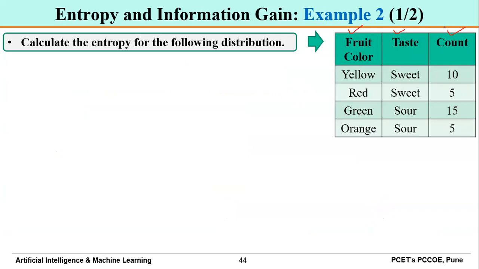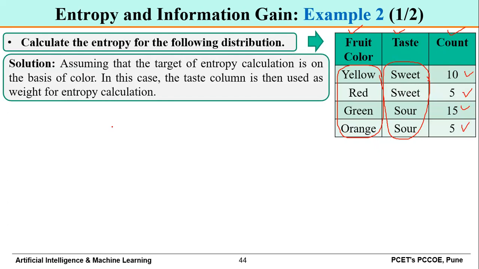So here a total of three parameters are there, and in fruit color there are four features: yellow, red, green and orange. And in the case of taste you have two features, one is sweet and the other is sour, right? And the corresponding count is also given to you.